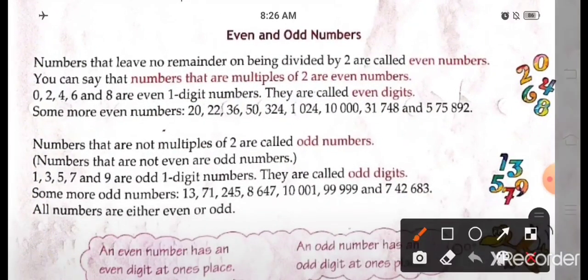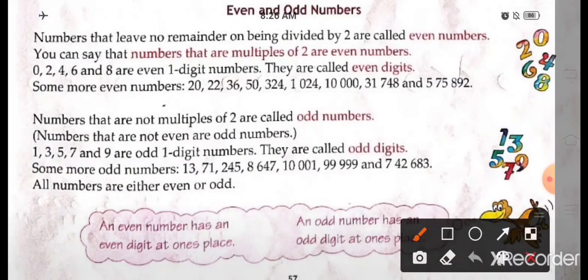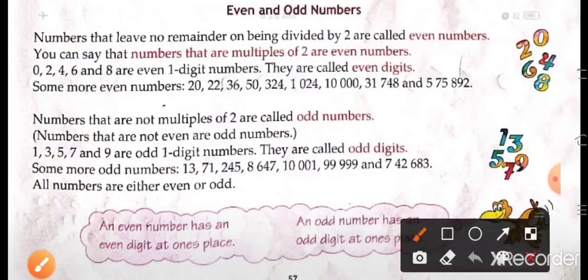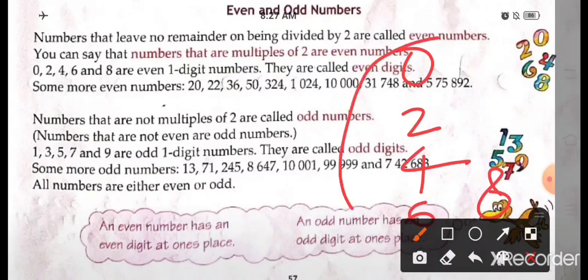Now the even and odd numbers. Numbers that leave no remainder on being divided by 2 are called even numbers. You can say that the numbers that are multiples of 2 are even numbers. You can look like this: 0, 2, 4, 6 and 8 at one place. So these are even numbers.